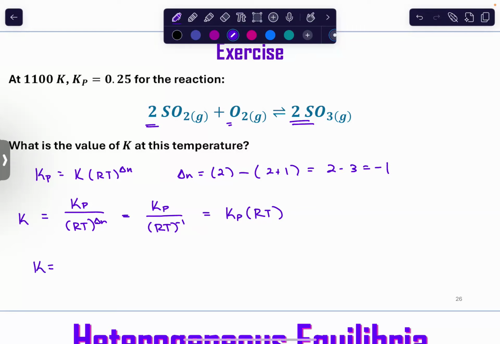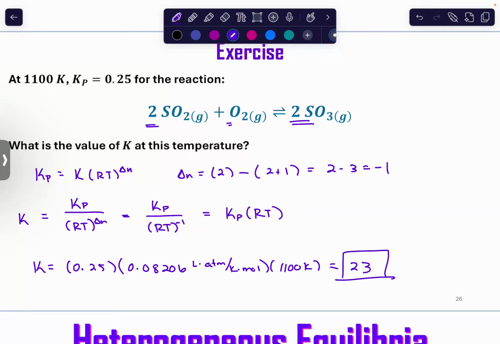So your Kp is going to be 0.25. Then your R is 0.08206 liters times atmospheres per kelvins times moles. And then we have 1100 Kelvin, and we get a K of 23. So it's not too bad to get those to connect. You just have to figure out your delta n. Remember, your equilibrium constants and your reaction quotients are not going to have units.